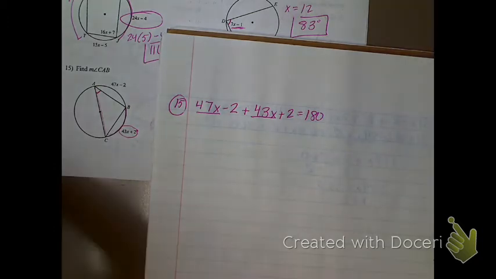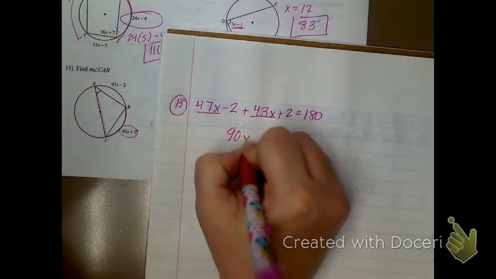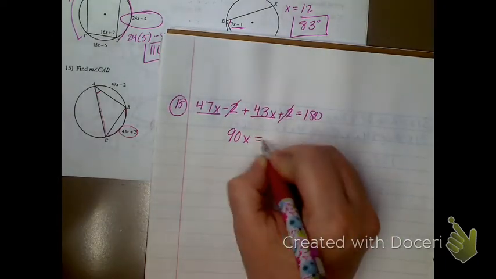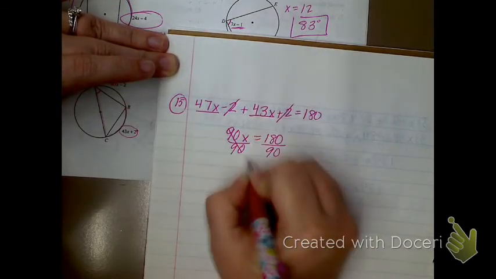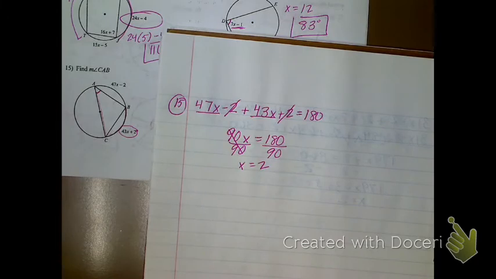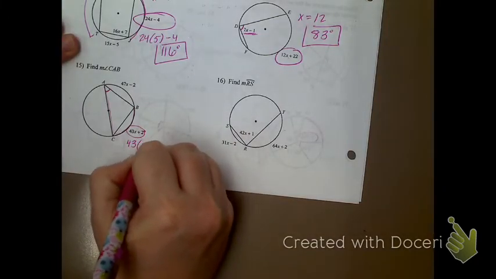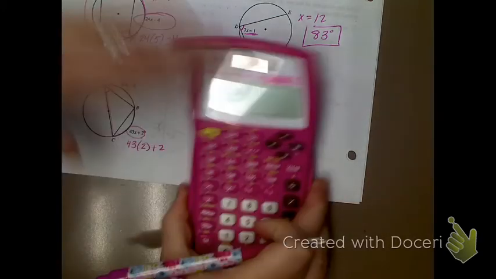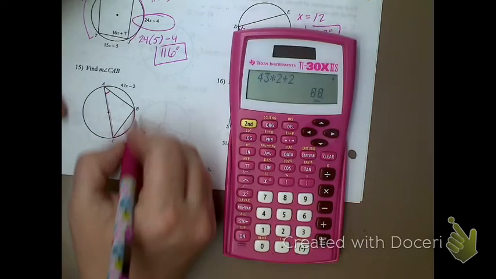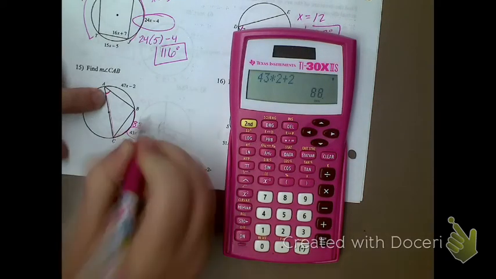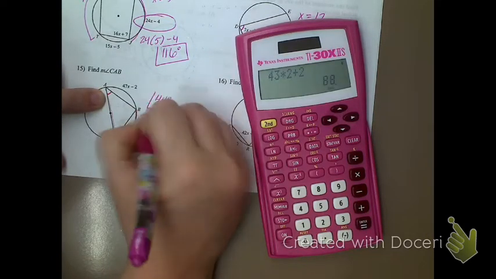So 47x plus 43x, that would be 90x. Minus 2 and the plus 2 cancel out, so 90x equals 180. If I divide both sides by 90, x equals 2. If x equals 2, then back over here, 43 times 2 plus 2 is 88 degrees. So this arc is 88, which means the angle is half that. So the angle that I'm looking for is 44 degrees.